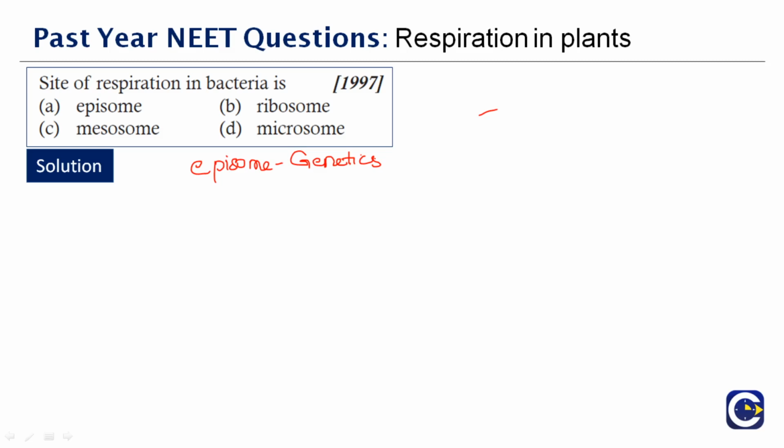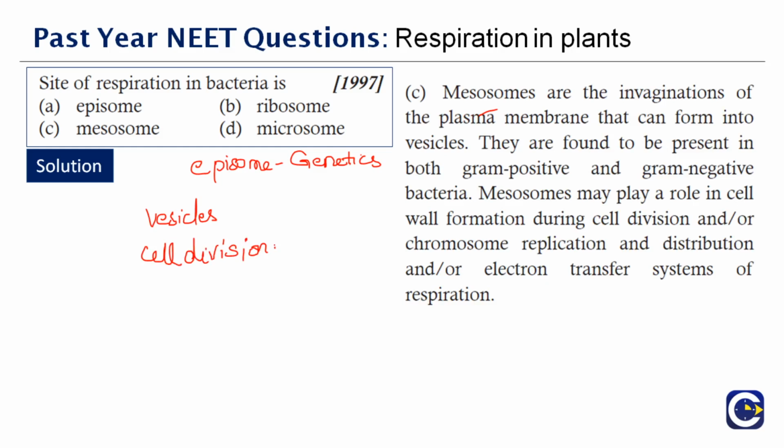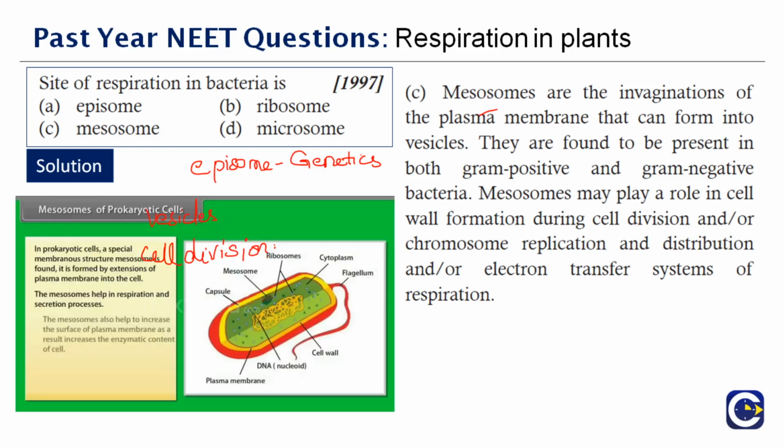Mesosomes are the invaginations of the plasma membrane that can form into, what do they form? They form vesicles. They are found in both gram-positive and gram-negative bacteria. Mesosomes may also play a role in cell wall formation and sometimes even help in the cell division process. So the correct answer to this question is mesosomes. I've clearly told you what episome, ribosome and microsome are, so why would you not have that as an answer? The correct answer is option C, mesosome.